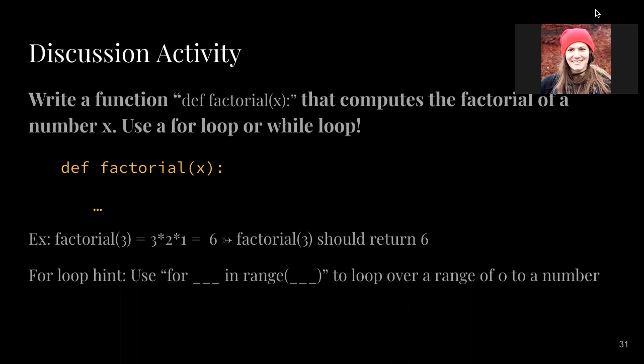A good way to do this would be using a for loop or a while loop, whichever one you prefer. Factorial of 3 should be 6. And if you're using a for loop, you can try using this line here, for blank in range blank. That'll let you loop over a range of numbers. Feel free to talk with the people around you, and we'll give you 5 minutes to try to figure this out.